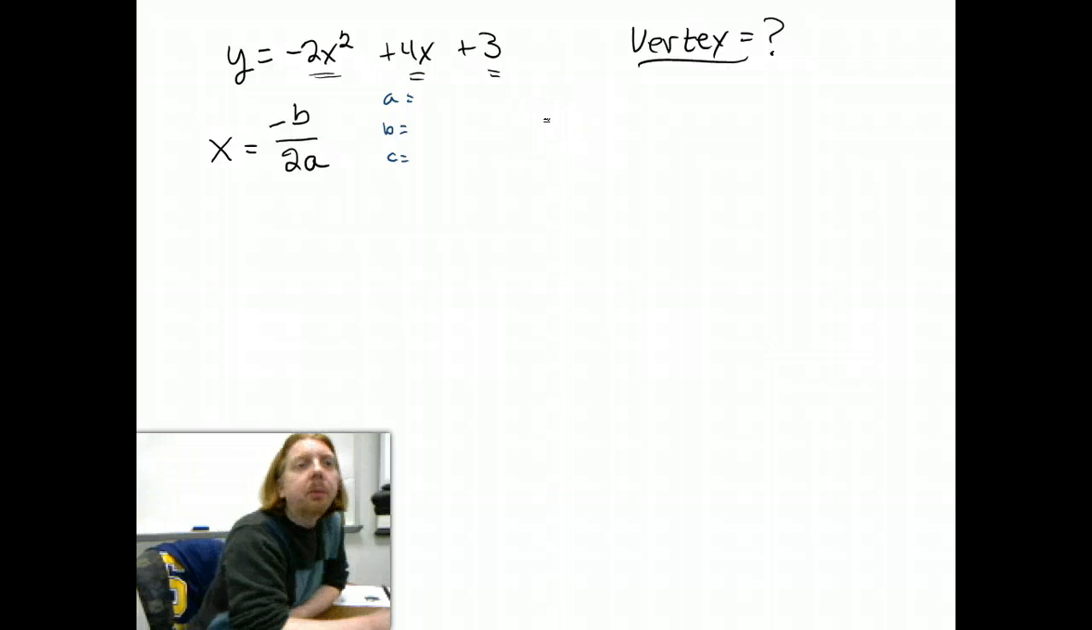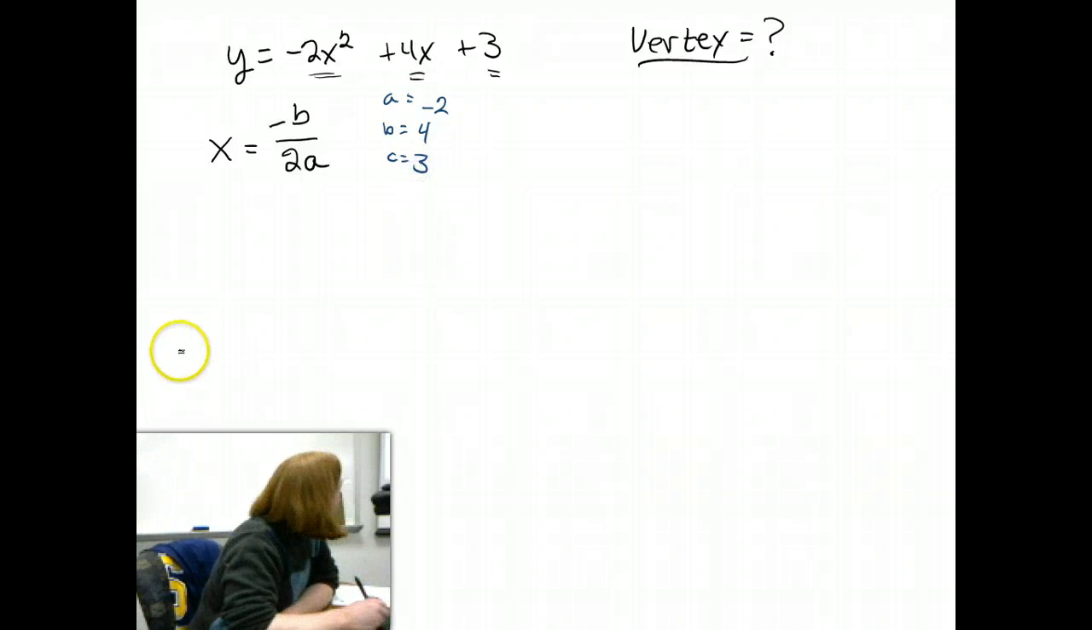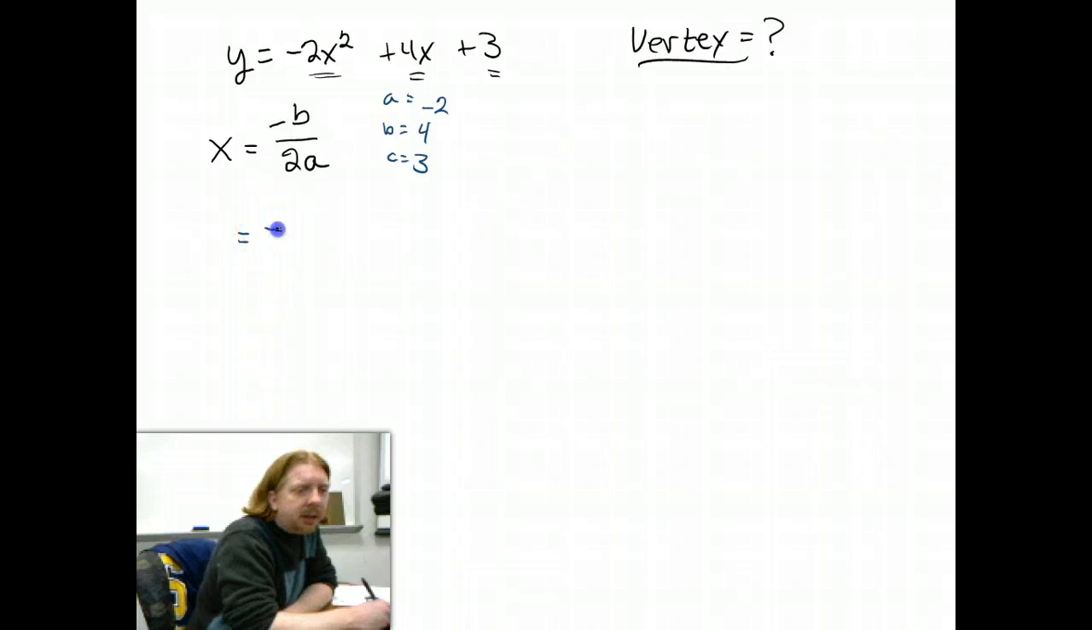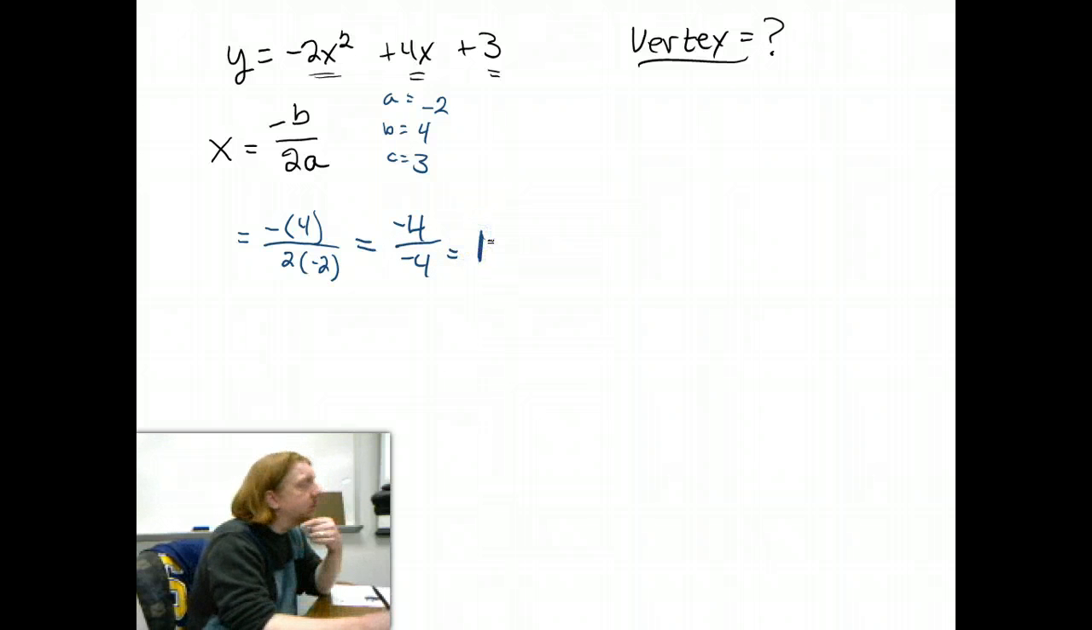Why do we need a c? Good practice, especially if I'm going to use a quadratic formula later. I should remember what c is. So a is going to be negative 2, b is 4, and c is 3. So I plug those into the formula. That gives me negative 4 over 2 times negative 2. Negative 4 over negative 4. Negative divided by negative is positive. So the x of the vertex is 1.